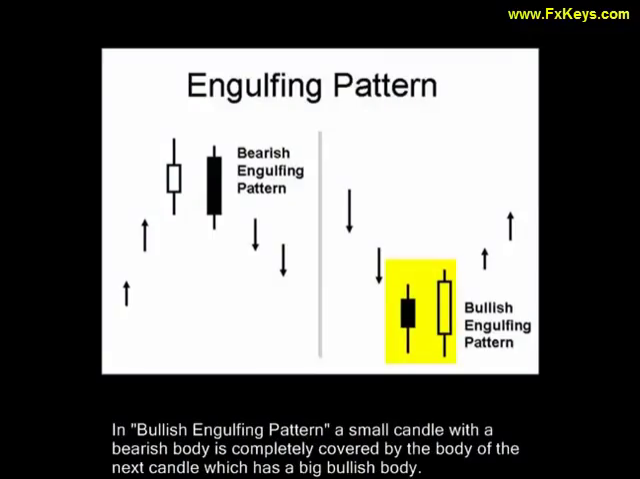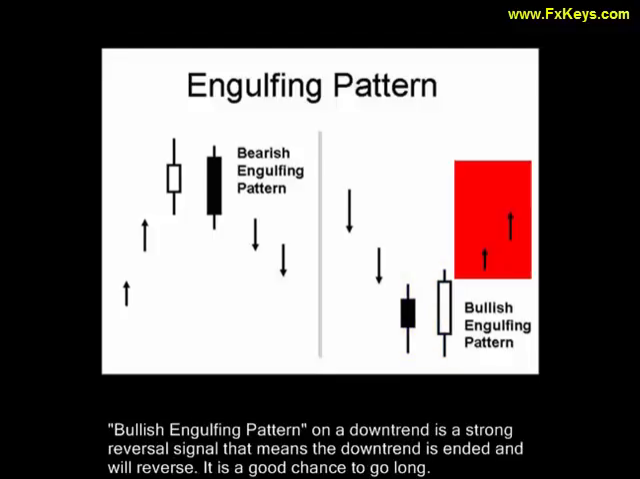In bullish engulfing pattern, a small candle with a bearish body is completely covered by the body of the next candle, which has a big bullish body. Bullish engulfing pattern on a downtrend is a strong reversal signal. That means the downtrend is ended and will reverse. It is a good chance to go long.